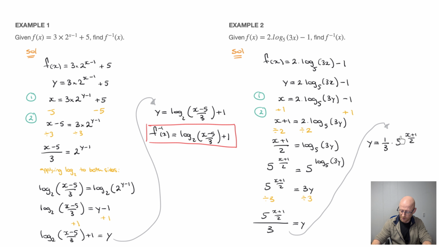Finally, using this result, we can state our final answer as the inverse function inverse f of x is equal to 1/3 times 5 raised to the power of x plus 1 over 2. And that's the final answer. And there we have it. That's how we can find the inverse function for an exponential function as well as a logarithmic function.